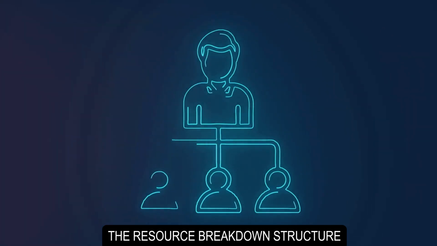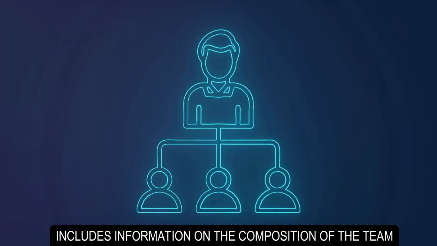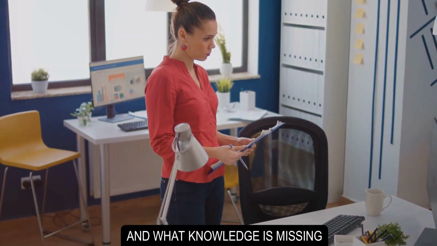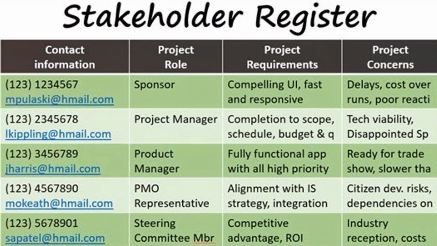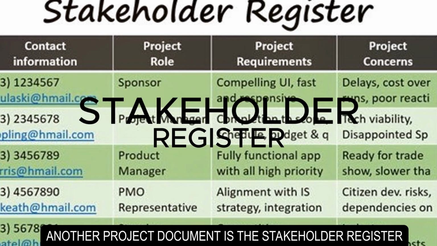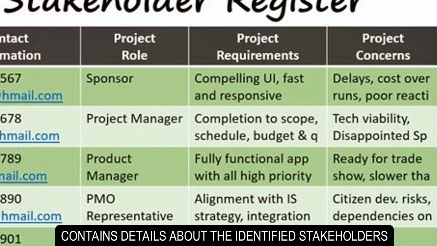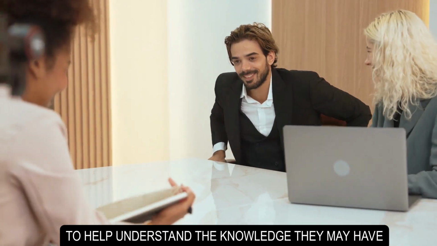Then we have the resource breakdown structure. The resource breakdown structure includes information on the composition of the team and may help to understand what knowledge is available as a group and what knowledge is missing. Another project document is the Stakeholder Register. The Stakeholder Register contains details about the identified stakeholders to help understand the knowledge they may have.